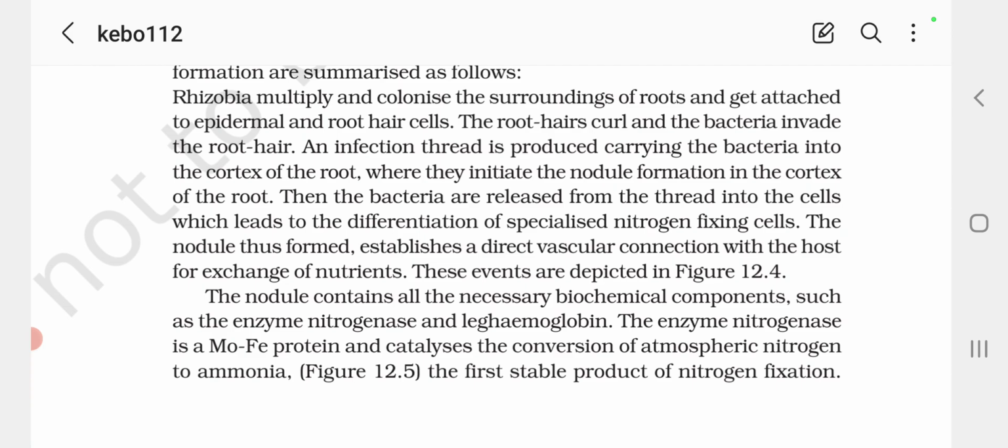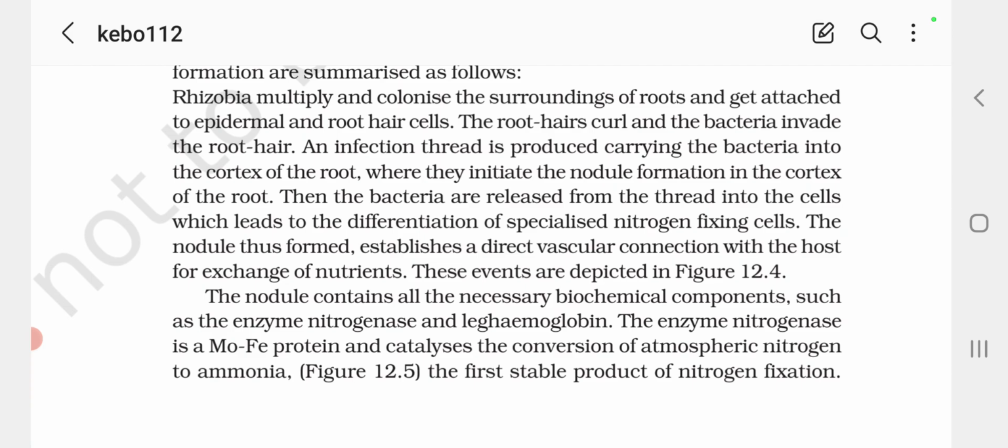Then the bacteria are released from the thread into the cell, which leads to the differentiation of the specialized nitrogen fixing cells. The nodule thus formed establishes a direct vascular connection with the host for exchange of nutrients. These events are depicted in figure 12.4. The nodule contains all the necessary biochemical components such as enzyme nitrogenase and leghemoglobin.